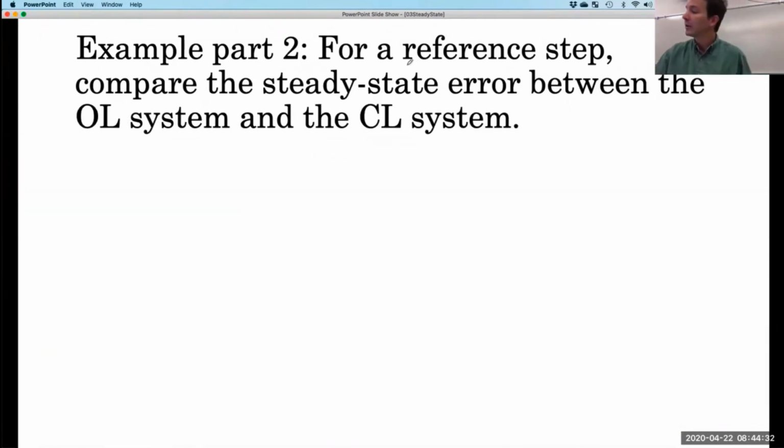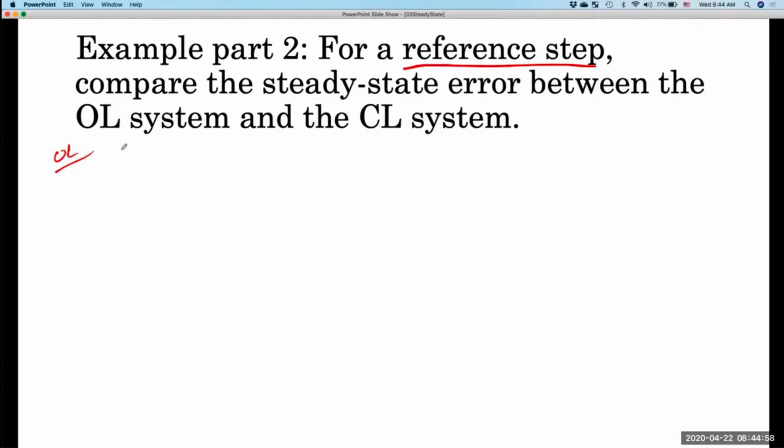So we're told that a reference step is input, and we want to compare the steady state error between the two systems. So let's do open loop first. Here's a question. Can I use the steady state error table to answer the open loop error question? You can't factor out an S or an S squared, so you can't.